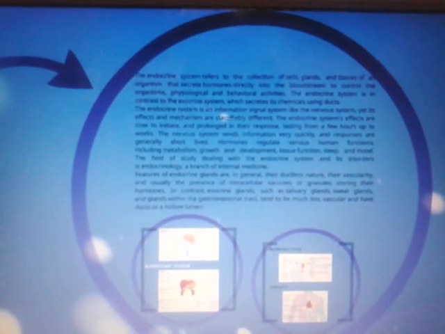The endocrine system is an information signal system, like the nervous system. However, its effects and mechanisms are classifiably different. The endocrine system effects are slowly initiated and prolonged in their response, lasting from a few hours up to weeks.